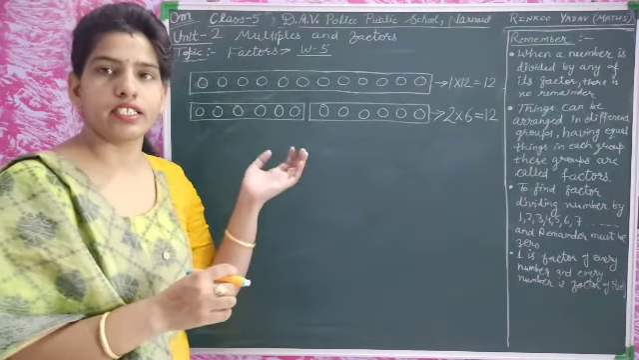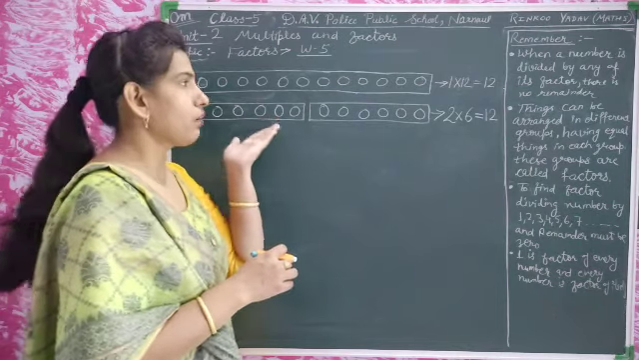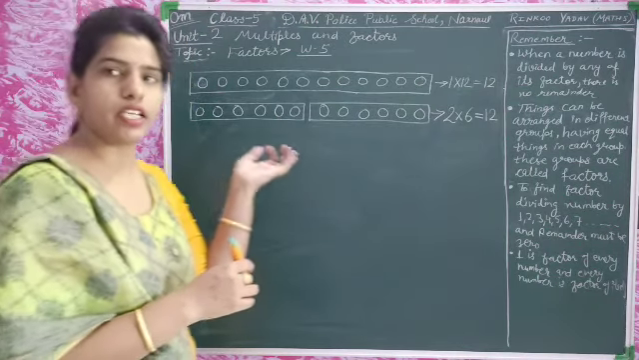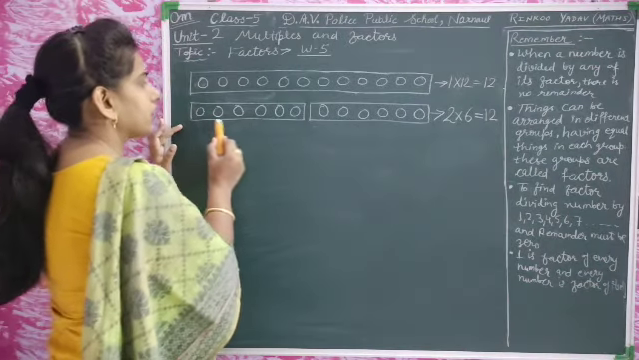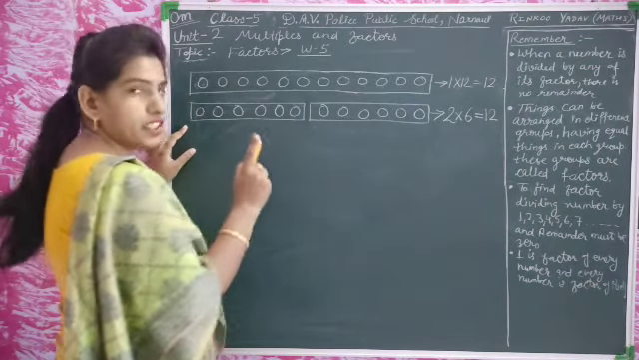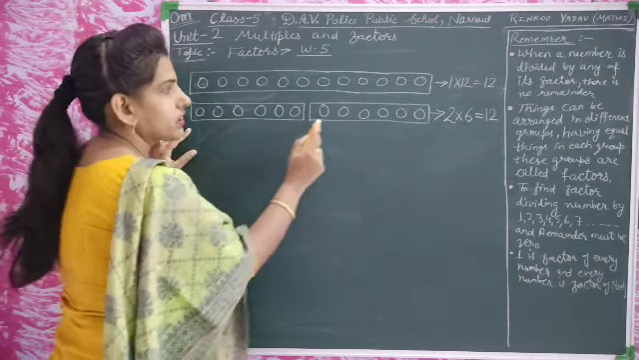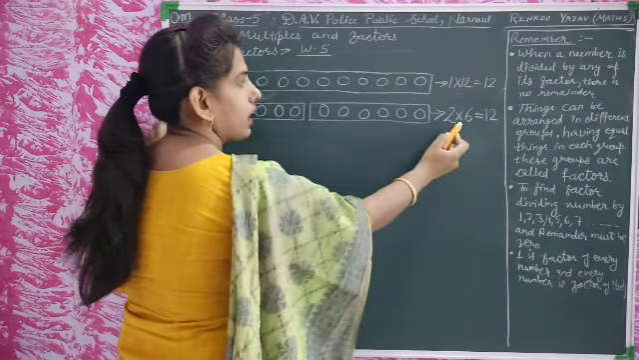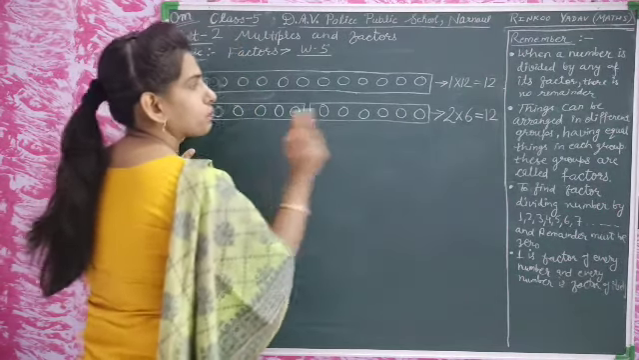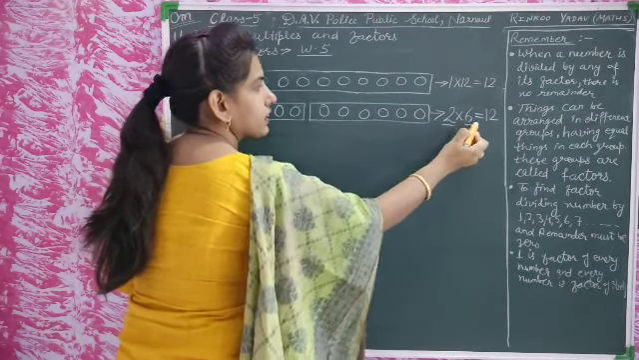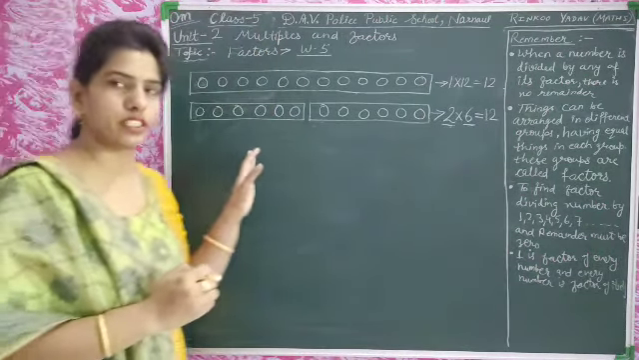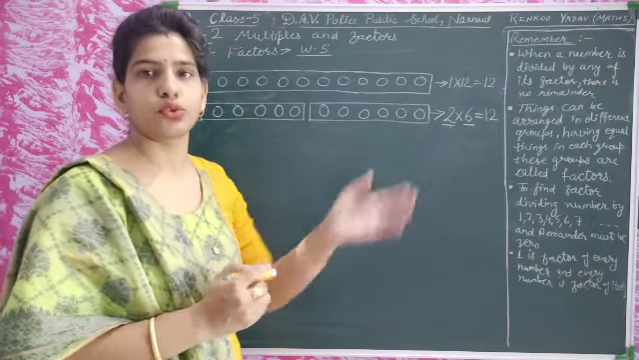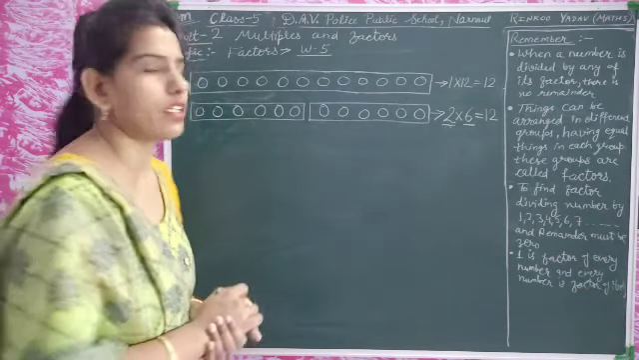These things can be anything, that is apple, pen, pencil, anything else. So students, you are seeing that in each group there are 6 things, and there are only two groups. 2 groups and 6 things. How many total things are there? That is 6 into 2, equals 12.